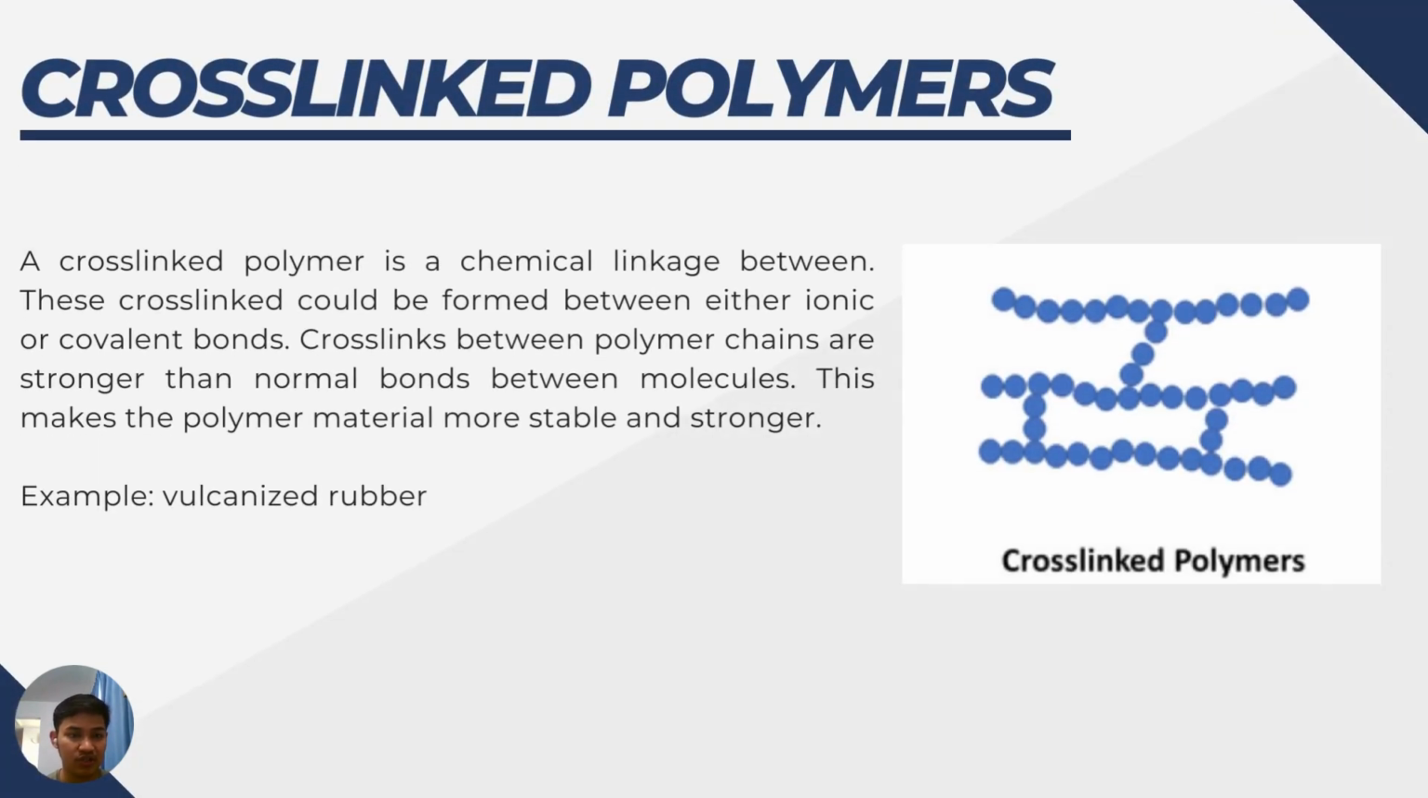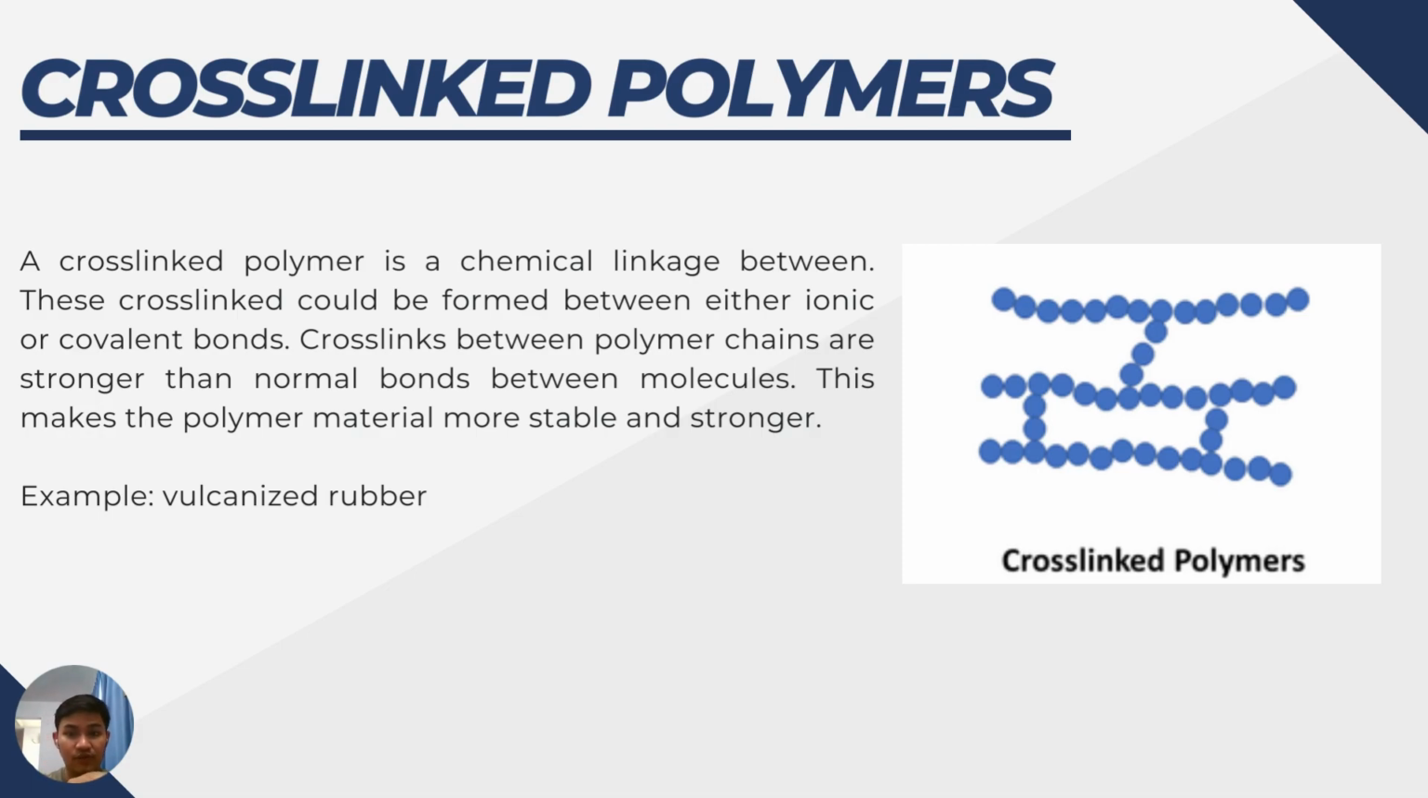And next, we have cross-linked polymers. A cross-link is a bond that links one polymer chain to another. This cross-link can be formed by either ionic or covalent bonds. Cross-links between polymer chains are stronger than normal bonds between molecules. This makes the polymer material more stable and stronger.